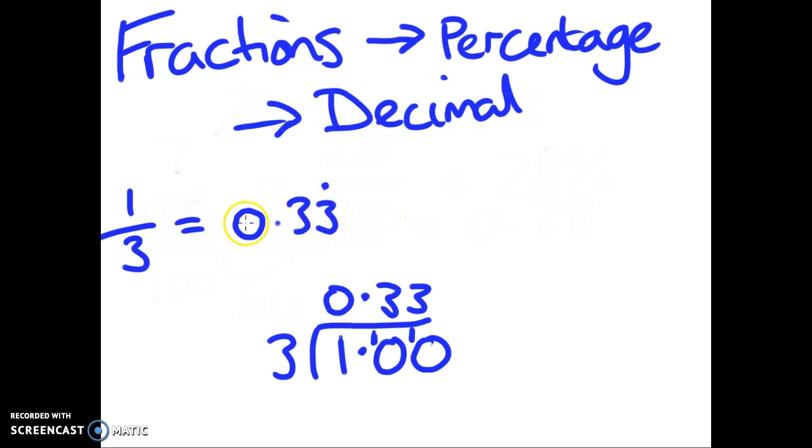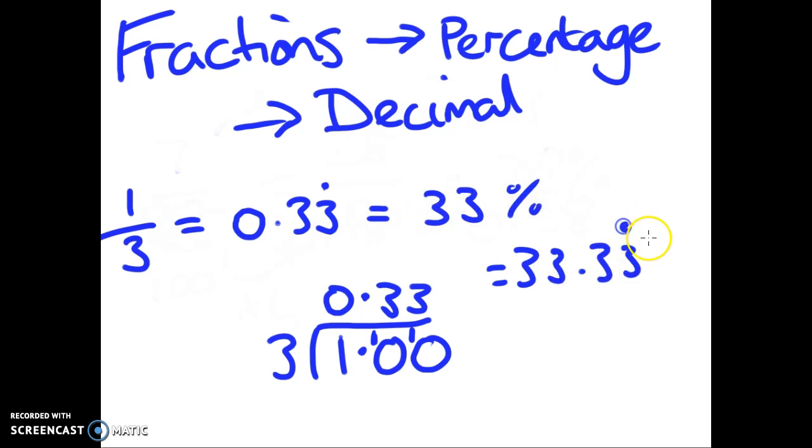Once we've got it into a decimal, we can then turn that into a percentage. If you remember before, when we went from percentage to decimal, we divided our percentage by 100 to get the decimal. So to go back the other way, all we need to do is multiply our decimal by 100, which is going to give us 33%. It's actually going to be 33.33 recurring percent, but 33% is a close enough approximation.